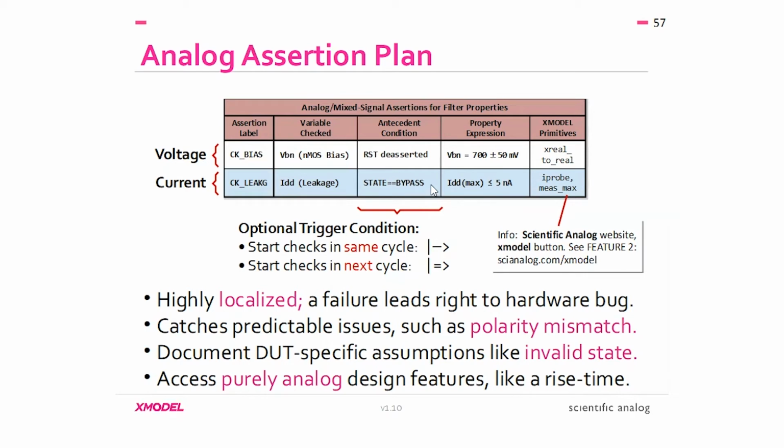For the leakage current, we wait for the DUT to enter the bypass state. Then in the very next cycle, to allow for settling time, we use this implication operator to commence the checking. Assertions are powerful because they're highly localized. Any downward red arrow tells you that you've got a failure, and you know right away which assertion failed, and it's often going to lead you right to the underlying hardware bug. These are also very handy for catching common interface errors like polarity mismatches or mutually exclusive signals that overlap. They can also document design-specific assumptions like an invalid state.